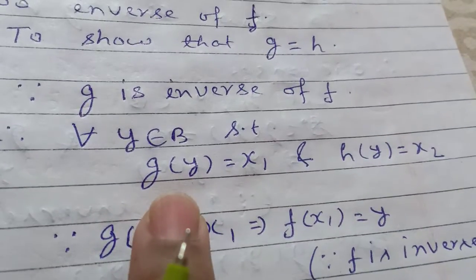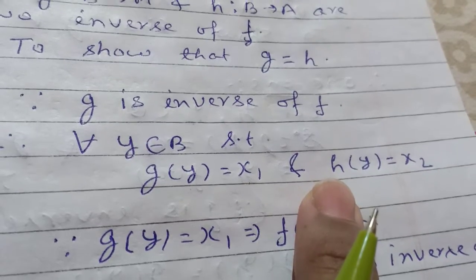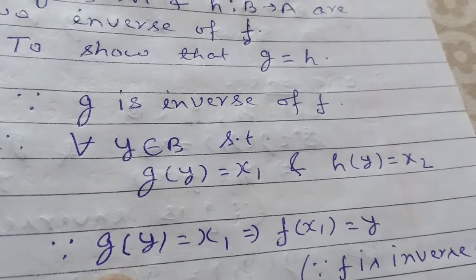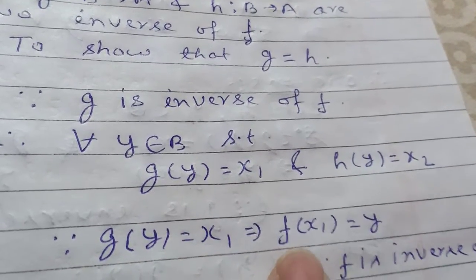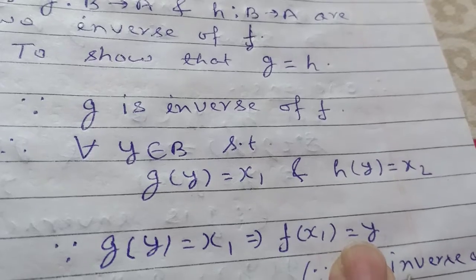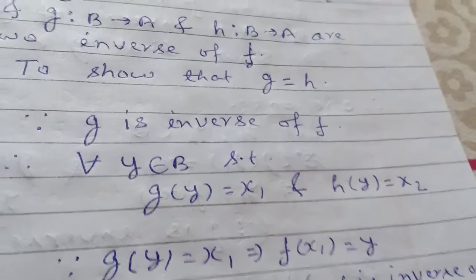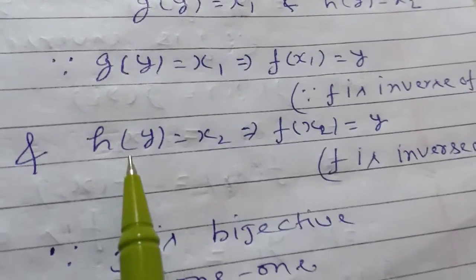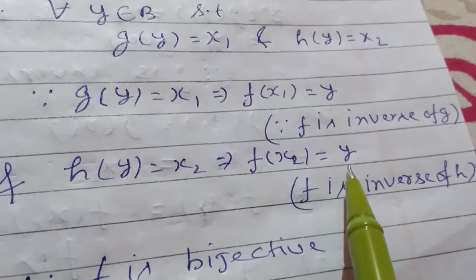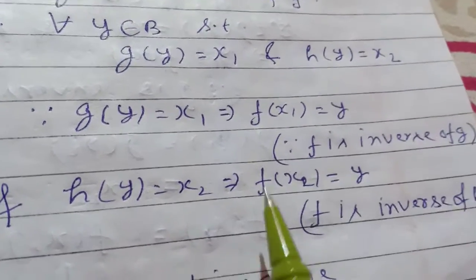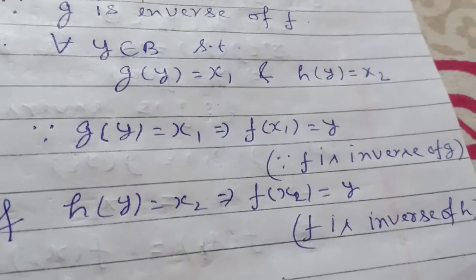Since g is the inverse of f and h is the inverse of f, now g of y is equal to x1. This implies that f of x1 is equal to y, because g is the inverse of f. And h of y is equal to x2. This implies that f of x2 is equal to y, same condition, h is the inverse of f.